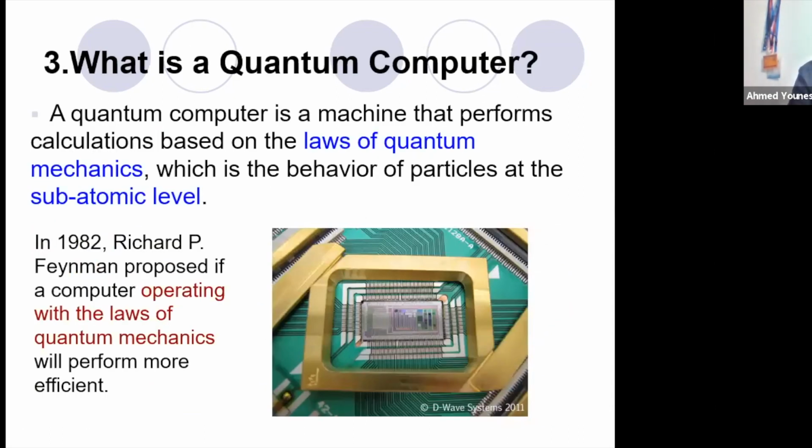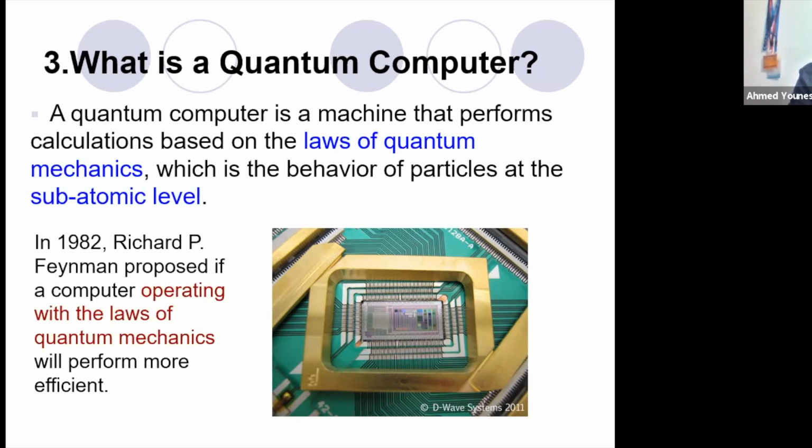How did the quantum computer start? It started with a publication by Richard Feynman in 1982. He was trying to simulate quantum mechanics on our classical computer, the digital computer, but he didn't succeed in doing the simulation. He didn't stop with his failure. He published a very nice paper proposing: okay, I didn't do this experiment, but what if the computer is working with the rules of quantum computers? Sorry, the rules of quantum mechanics.